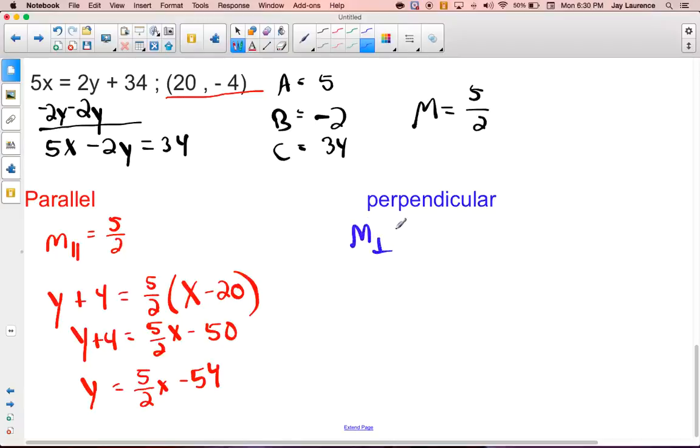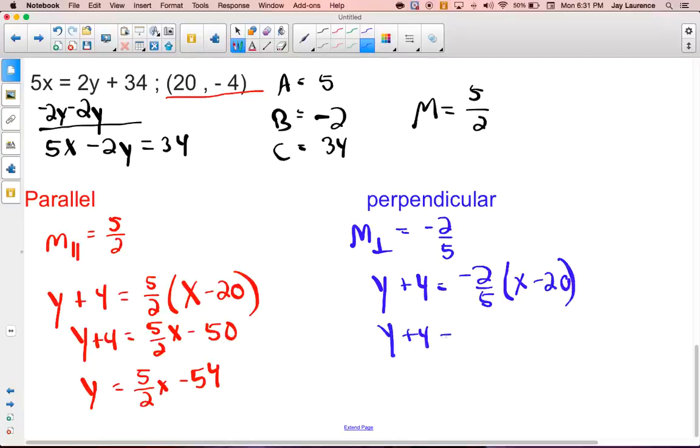All right. To do the perpendicular one, again, if you haven't done it, pause the video. Slope perpendicular, I need the negative reciprocal, so it's going to be -2/5. And now I write my point slope equation. I'm going to go y plus 4 equals -2/5 times the quantity of x minus 20. Distributing will get me y plus 4 equals -2/5 x plus, I believe that's going to be 8. Subtracting 4 will result in -2/5 x plus 4. And there you go.